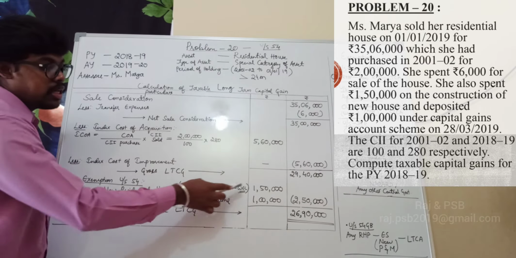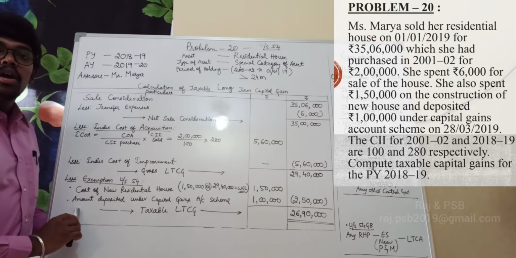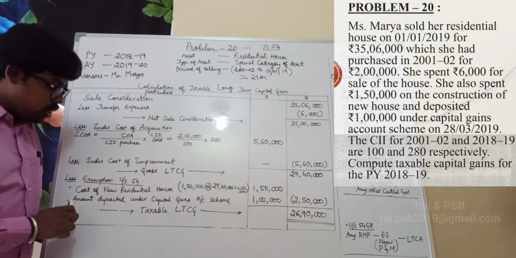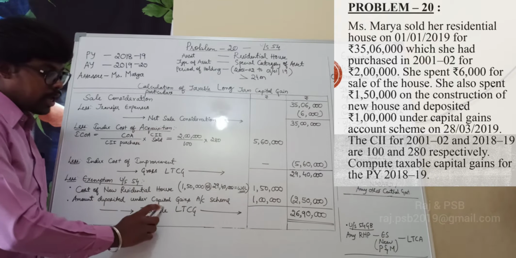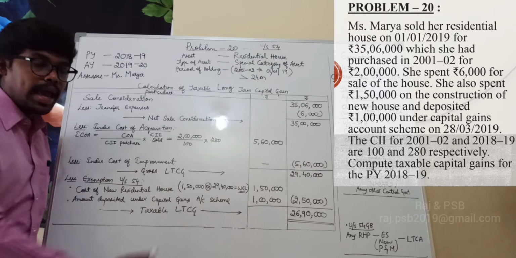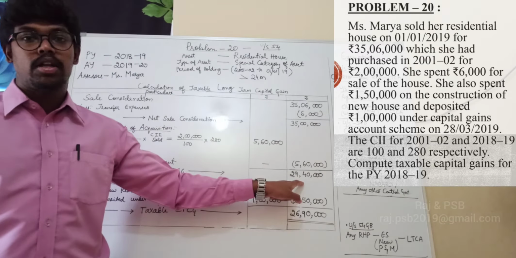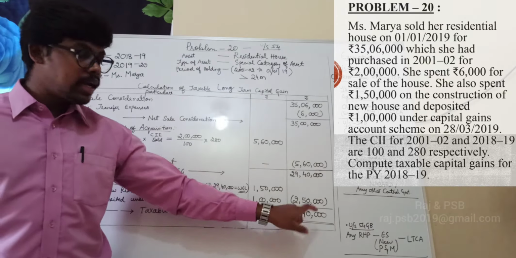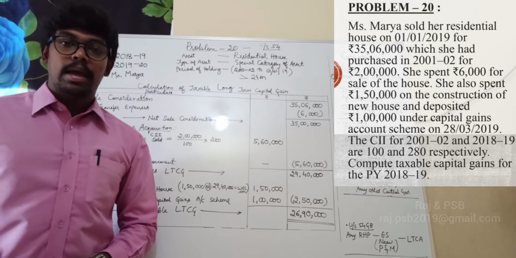So whichever is less is 1,50,000, it is exempted from tax, and the assessee also deposited some amount in the capital gains account scheme. The amount deposited under capital gains account scheme is 1 lakh. So total 2,50,000 will be deducted from 29,40,000, and 26,90,000 is treated as taxable long term capital gain.